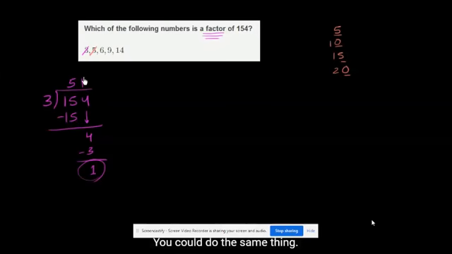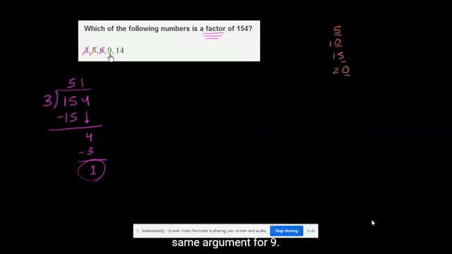Now 6 is interesting. You could do the same thing. You could try to divide 6 into 154. But if something is divisible by 6, it's definitely going to be divisible by 3 as well, because 6 is divisible by 3. So we can immediately rule this one out as well. Because 154 is not divisible by 3, it's also not going to be divisible by 6. And you could try it out if you like.